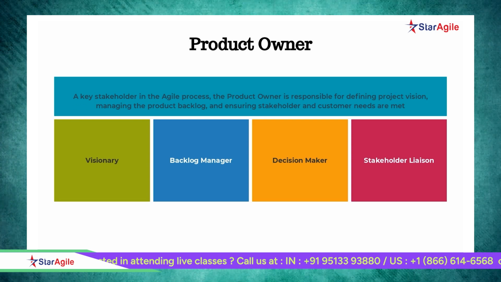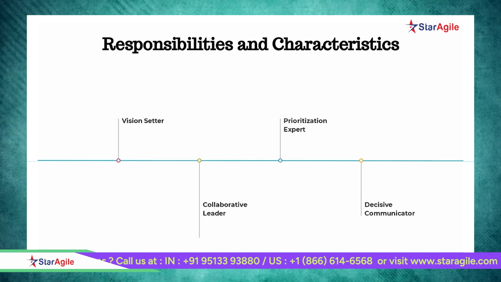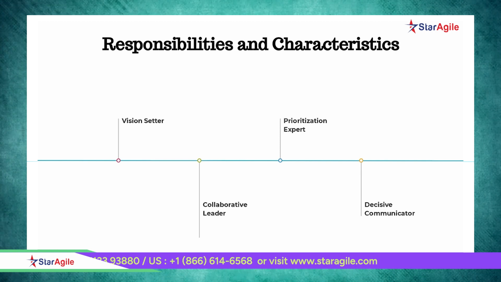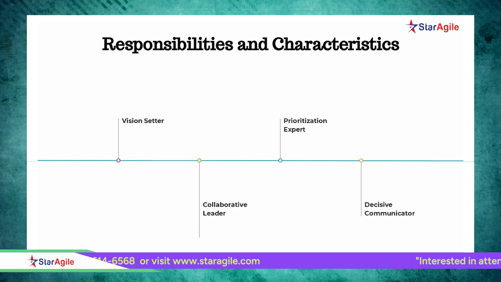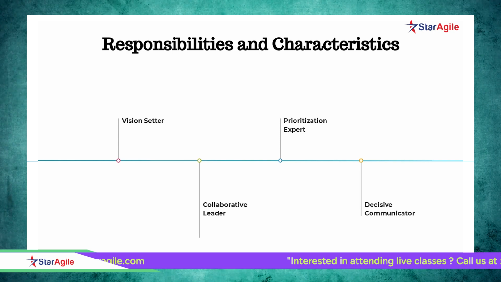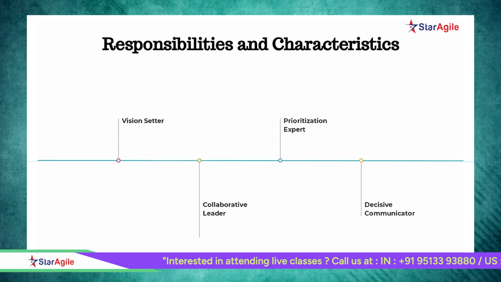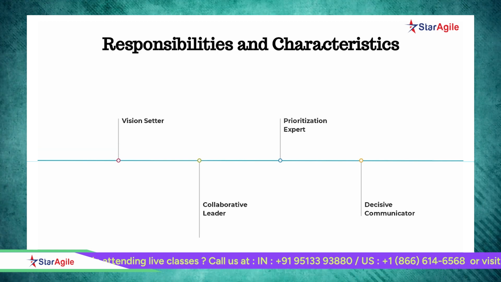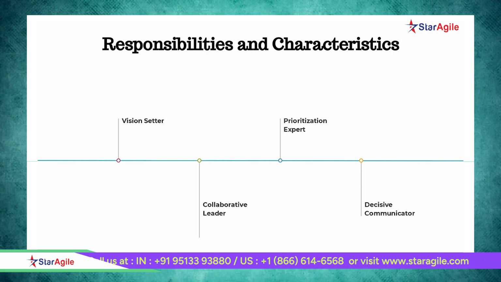In the earlier slide, we went over the responsibilities of a product owner as a vision setter. Now, let us understand a little more about the other hats the product owner wears. As a collaborative leader, the product owner plays a crucial role in fostering teamwork, communication, and cooperation within the development team and among the stakeholders. As a prioritization expert, they determine what features and tasks are most important for the development team to focus on. The product owner is also responsible for maintaining and prioritizing the product backlog.